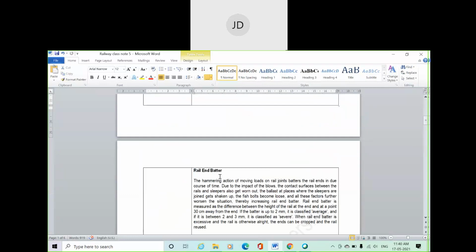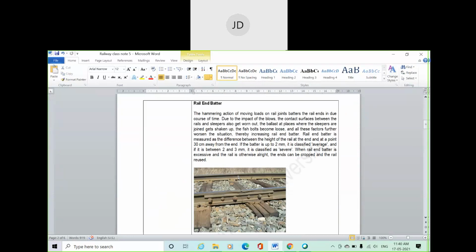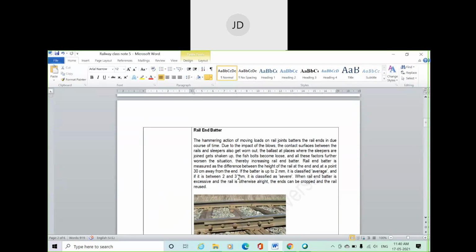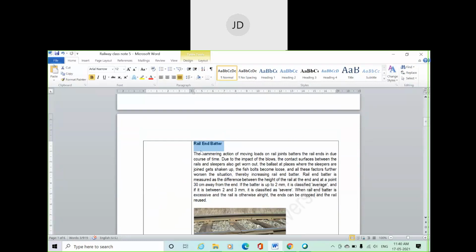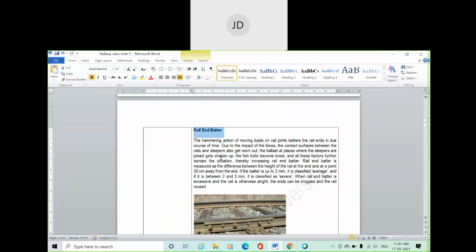Anyway, we're going to discuss some images of different wearing or drawbacks of the rail. So like that, one is your rail end batter. We already discussed rail end batter, right? So why or when does the rail end batter occur? Rail end batter means the end part of the rail fails due to some reason. So we're going to discuss that. The hammering action of moving load on rail joints batters the rail ends in due course of time.